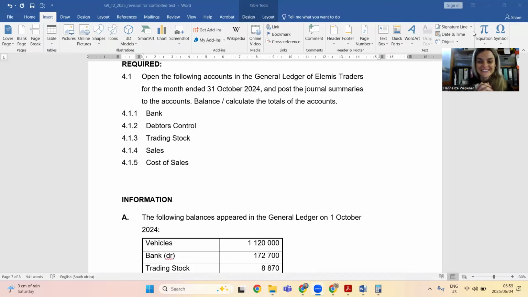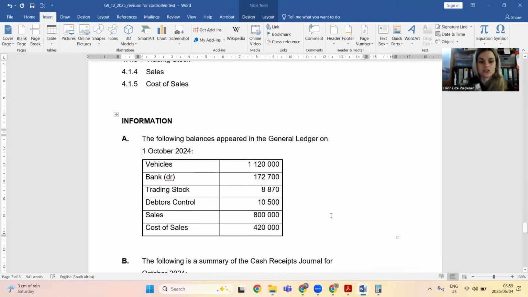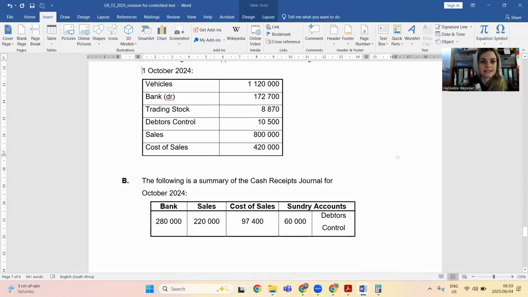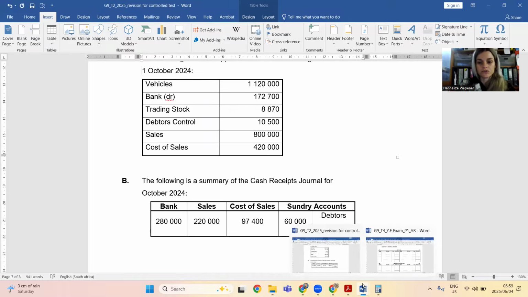We are going to do the general ledger for the month ended 31 October 2024. We only have to do bank, debtors control, trading stock, sales, and cost of sales. Remember, when you are doing general ledgers, you want to start with your opening balances and totals. Here we have been provided with the opening balances and totals on the 1st of October 2024. So that's your first step.